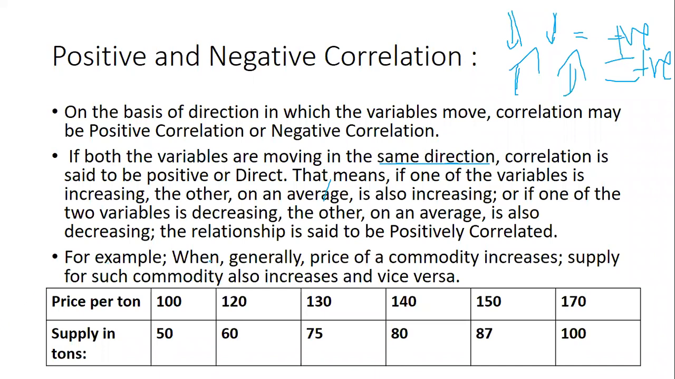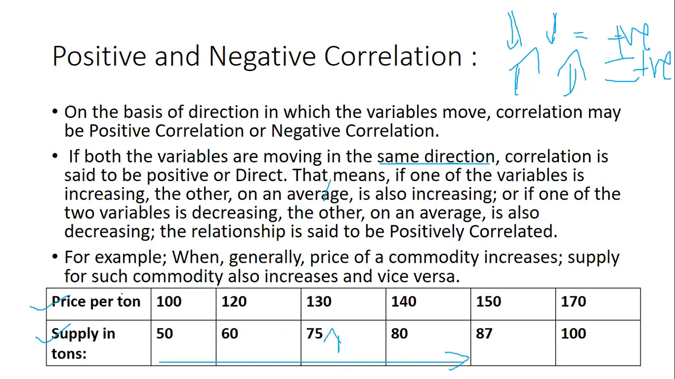Okay, now let's see the example. Generally when the price of a commodity increases, the supply of such commodity also increases. Now here we don't sit with year, supply, year, and then price. We will have two variables. One is price, another one is supply. Now, if you see the price per ton, when it was 100 rupees, supply was 50 units. When it increased to 120, supply also increased to 60. When it increased to 130, supply 75. When it increased to 140, it is 80. 150, 87, 170, 100. So the supply of tons has increased throughout the year.